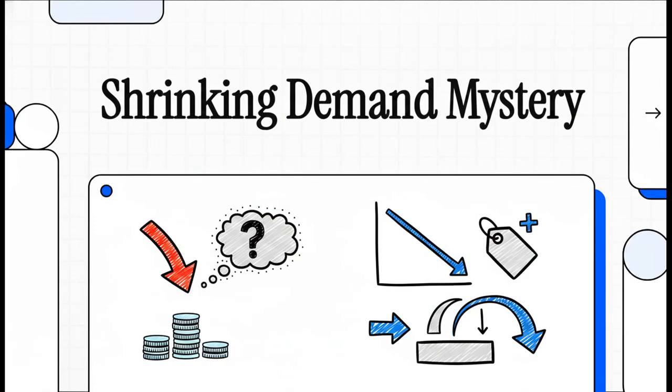Welcome to this explainer. Today, we're jumping straight into a classic economic mystery, contraction versus decrease in demand. Imagine you're running a business, or maybe you're analyzing a major market trend, and suddenly, sales just plummet. The numbers are totally down, and you urgently need to figure out why.